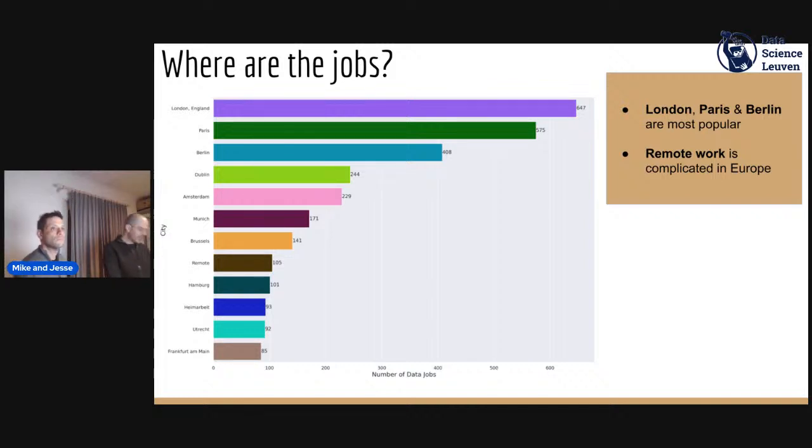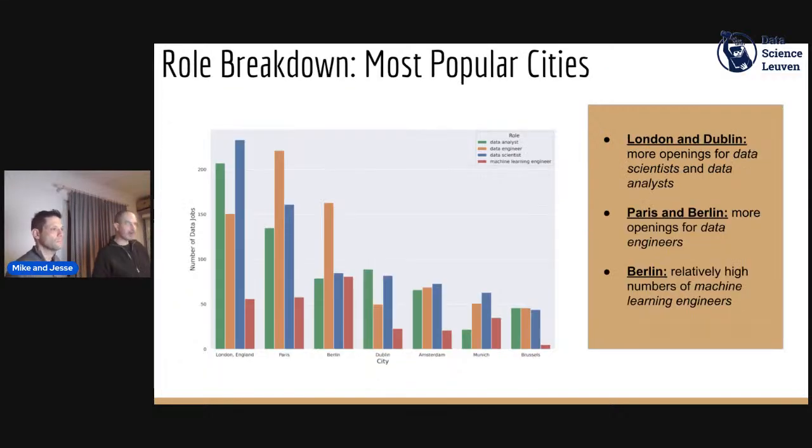And so we've looked at the popularity of the roles and of the cities. And as Jesse said, the next logical step is to combine them and see, is there the same demand profile for the different roles across the different cities? That's what we see on the next slide.